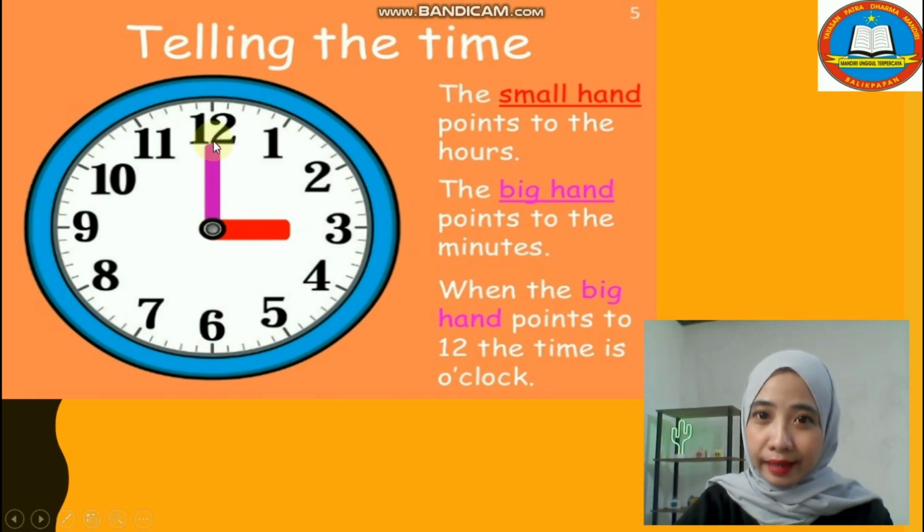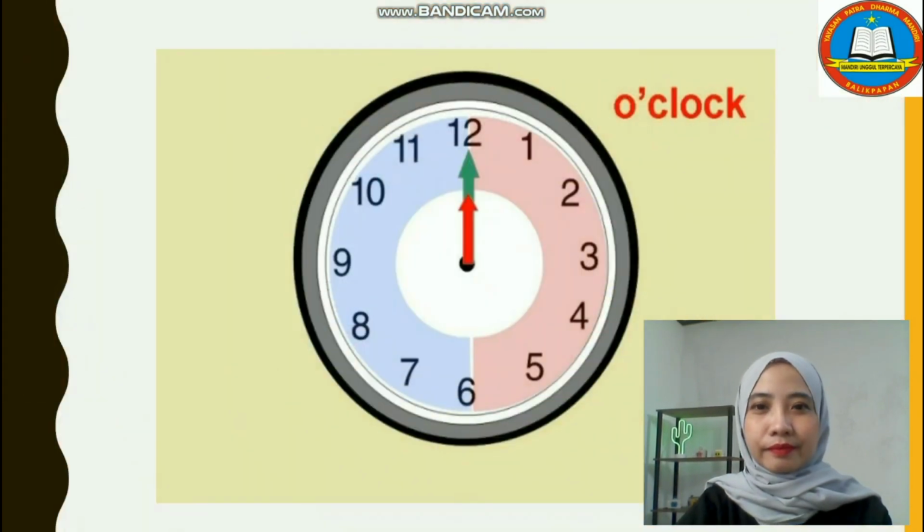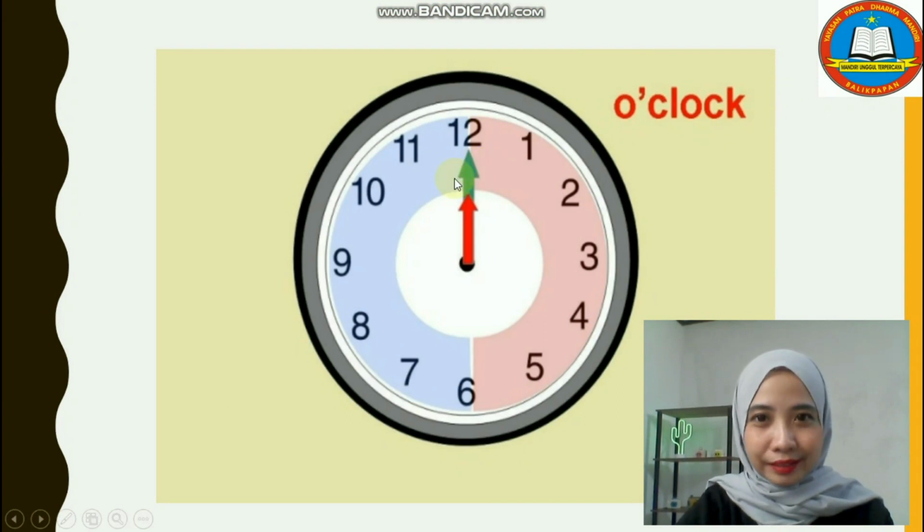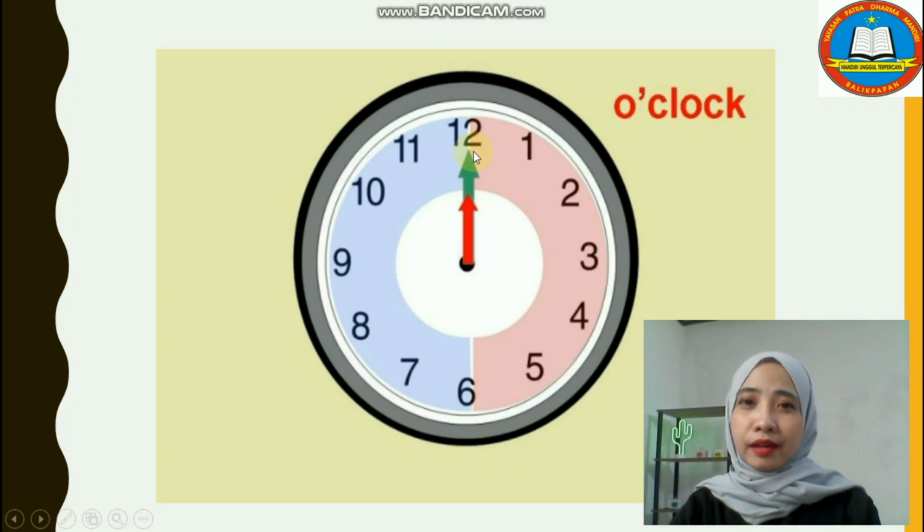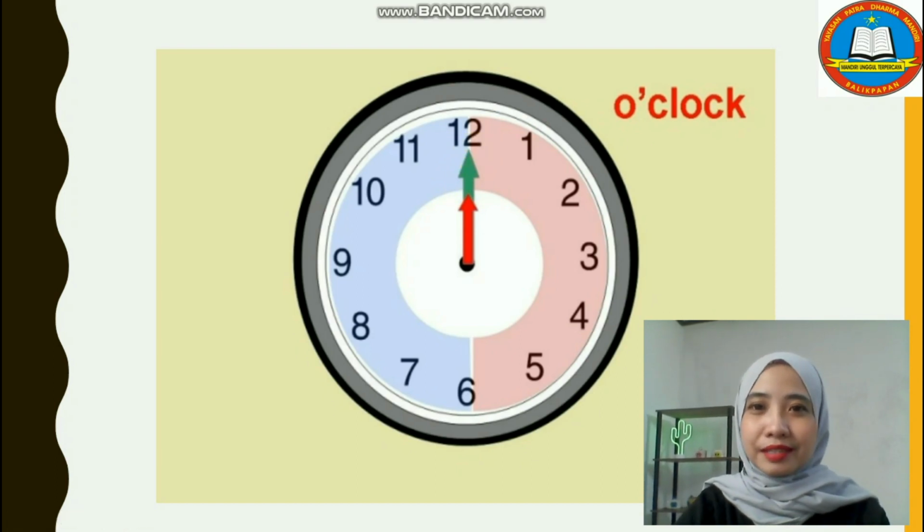And if the big hand at 12, it means we call it as a clock. When the big hand at 12, it calls a clock. So it is 12 o'clock. Because the small hand at 12 and the big hand also at 12, it means now is 12 o'clock.